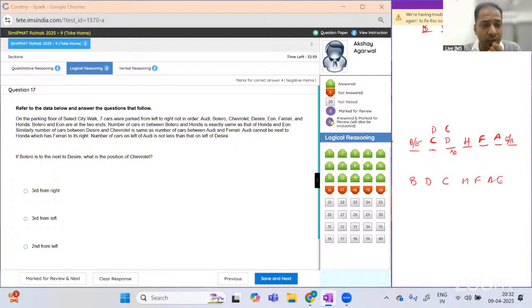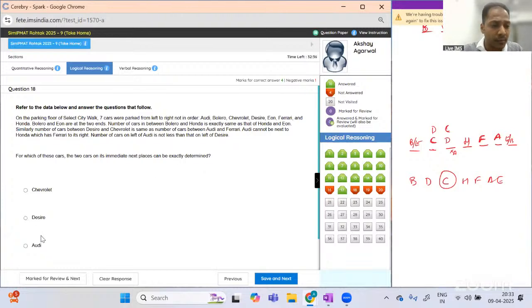What is the position of Chevrolet? Chevrolet is third from the left. For which of these cars can the two cars on its immediate next places be exactly determined? That's Ferrari.